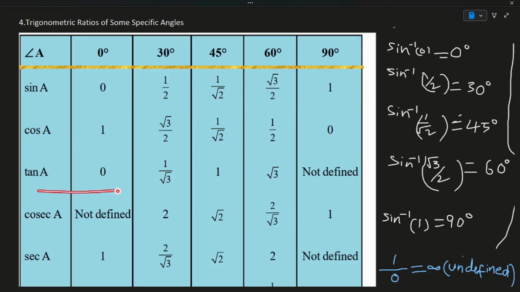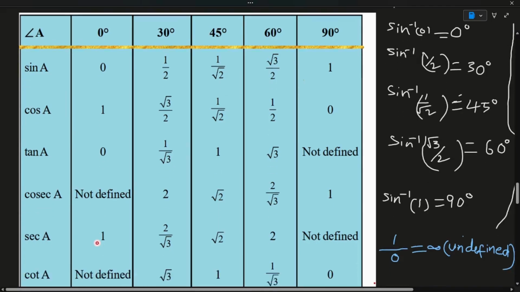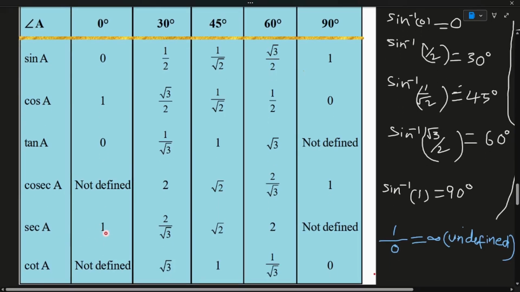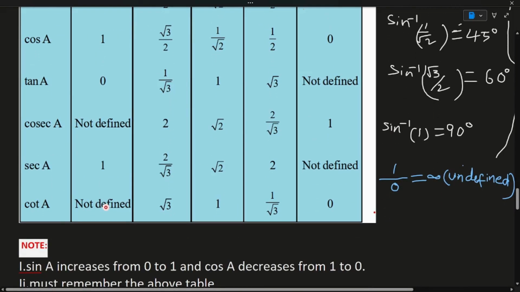Okay. For tan A, we know that tan A equal to sin A by cos A. We simply make it sin A by cos A, then we will get the tan A values. For the cosecant A, we know that cosecant A equal to the reciprocal of sin A. So the sin A values got reversed. Secant A is the reciprocal of cos A. So the cos A values will be reversed here. The cot A equal to reciprocal of tan A. So the tan A values will be got reversed.